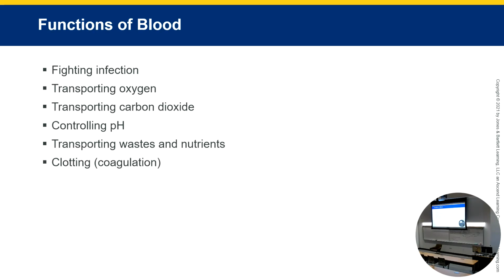Functions of the blood we kind of already hit on. Fighting infection, transporting oxygen, transporting carbon dioxide, controlling pH. So that is your acid and base inside of your blood. That has more to do with your metabolic side of things. Again, we'll cover that way more in depth later on. Transporting waste and nutrients, and then clotting, which is that coagulation component.